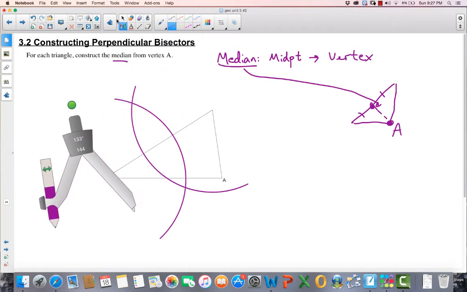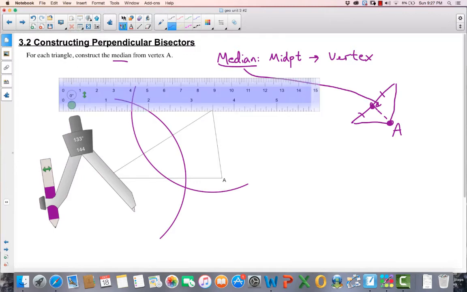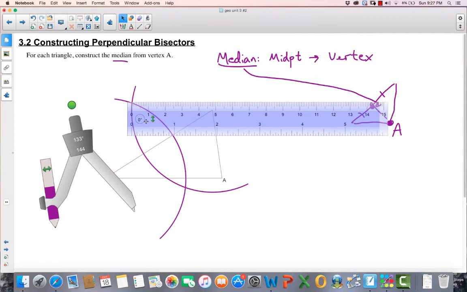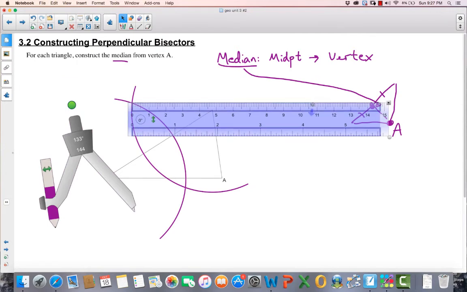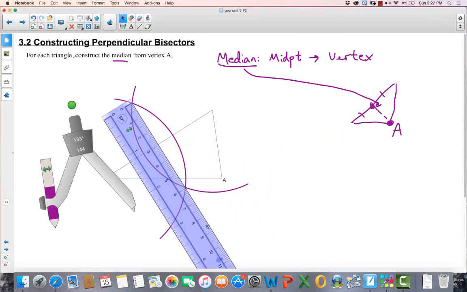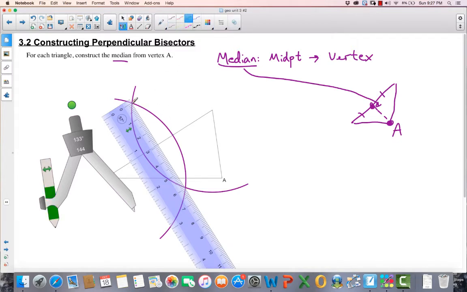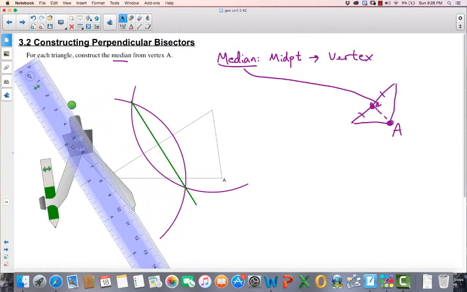Now we need to take out our straight edge. Okay, and then we'll connect up those intersection points with the straight line. Okay. Notice what this gives is this gives the midpoint. This point right here is the midpoint of this line.